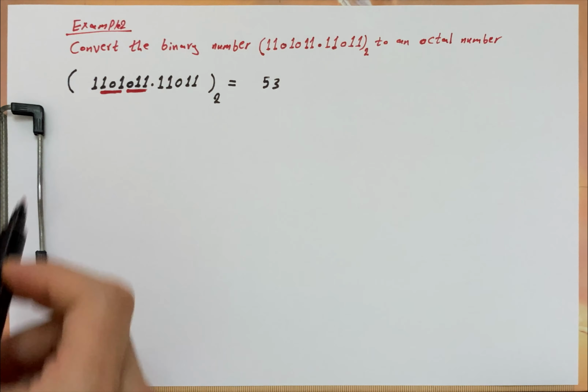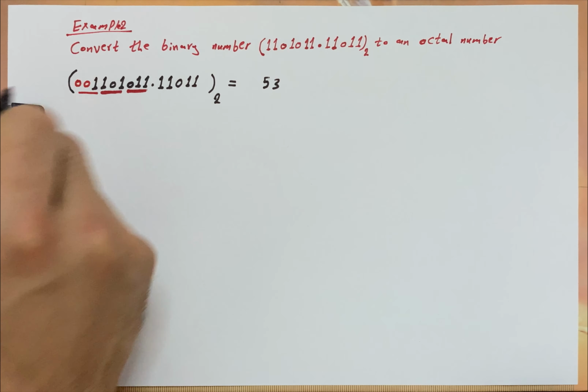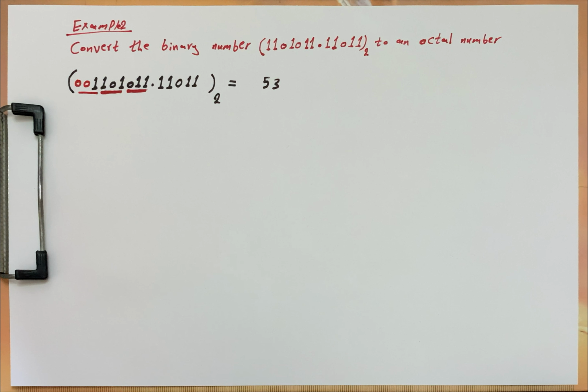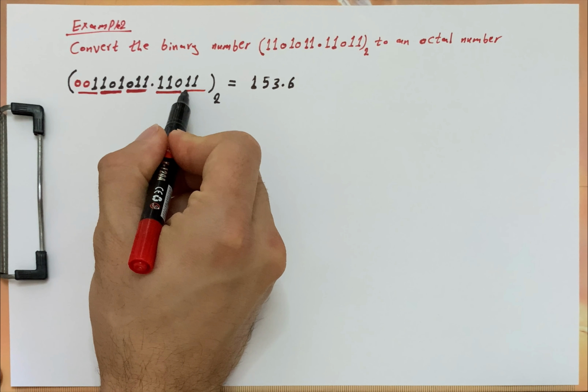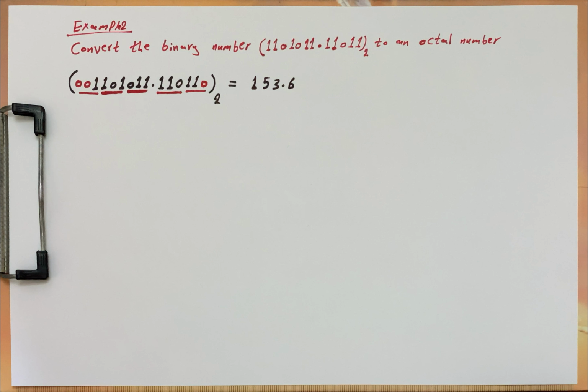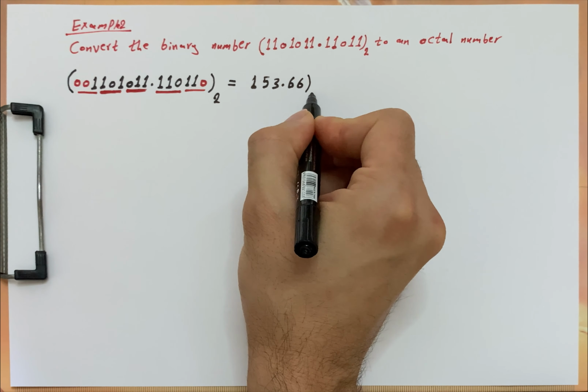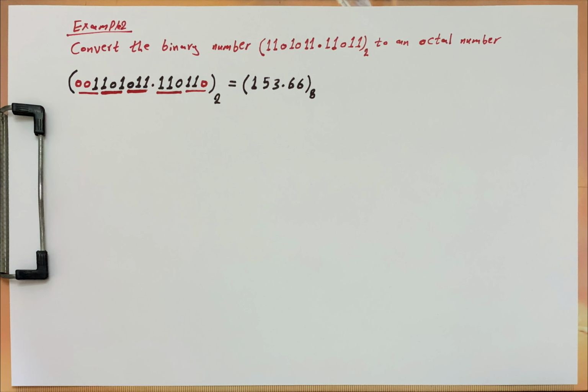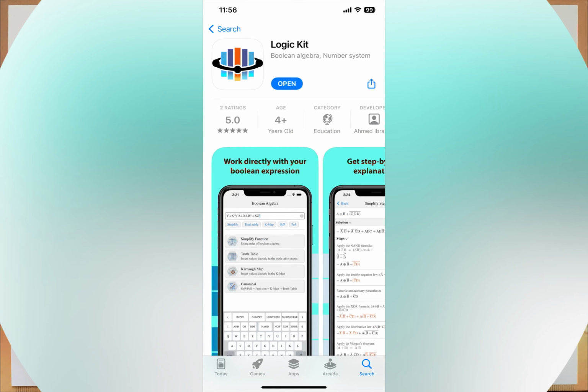Then we take the last group, this one, and we will assume there are 2 zeros to the left of this one, where these 2 zeros are not changing the value of the number. So from the table, this group is equal to 1. Now we convert the fractional part, starting from the right of the decimal point with these 3 digits. From the table, these digits are equal to 6. Then we take the last group, these 2 ones, and we will assume there is a 0 to the right of them, where this 0 is not changing the value of the number. So from the table, this group is equal to 6. So the number is equal to 153.66 in octal.